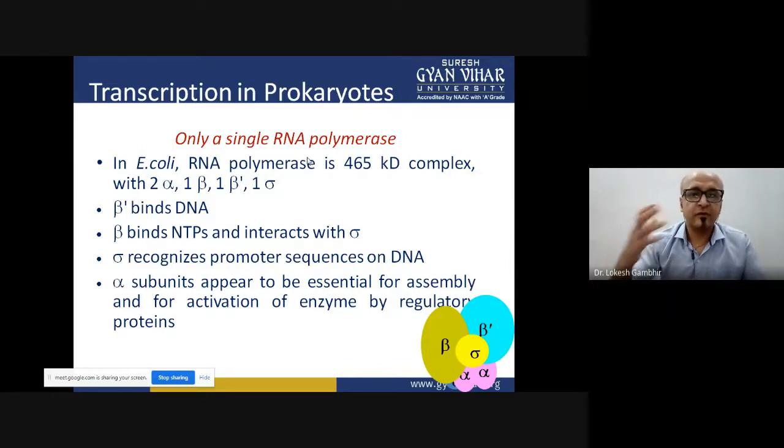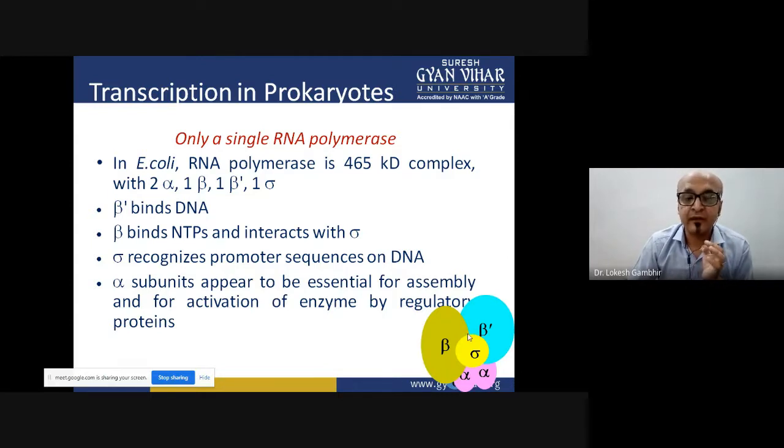What are the functions of these subunits? Let us see. Beta prime is responsible for binding to the DNA. The beta subunit is the main polymerase unit, the main catalytic site for polymerase.